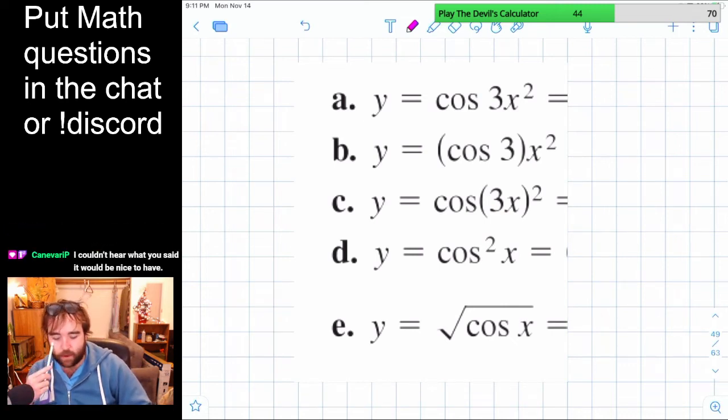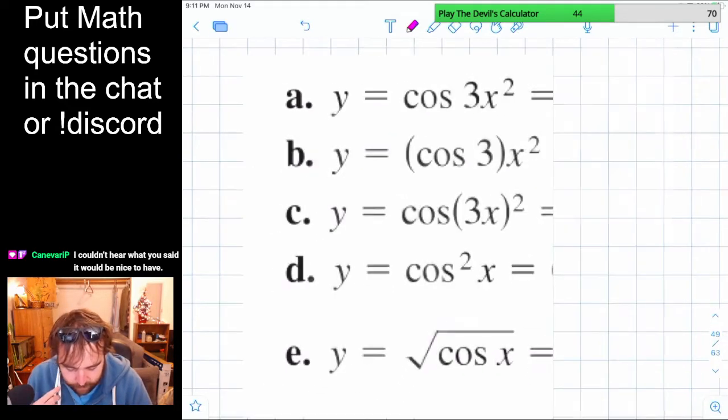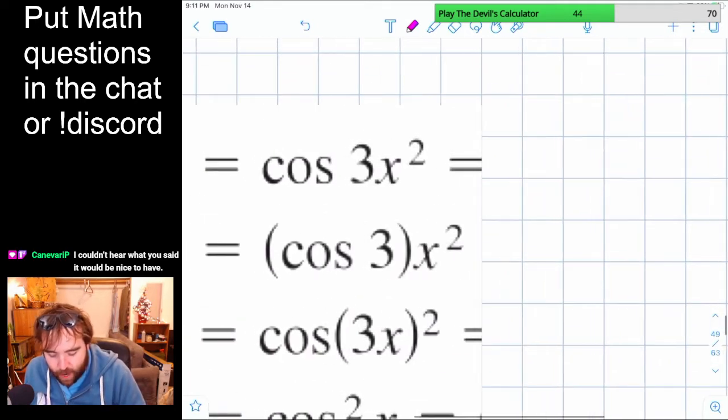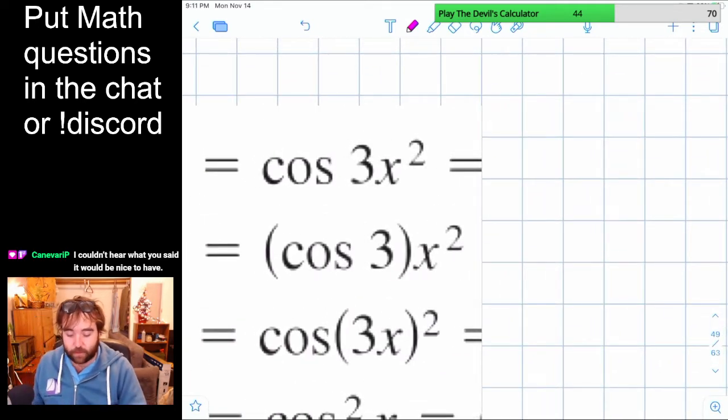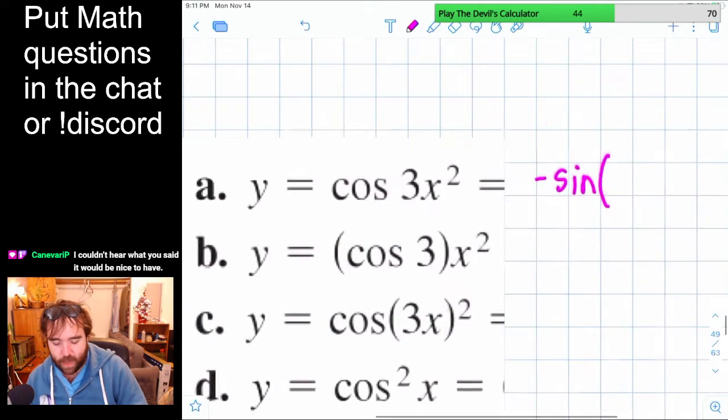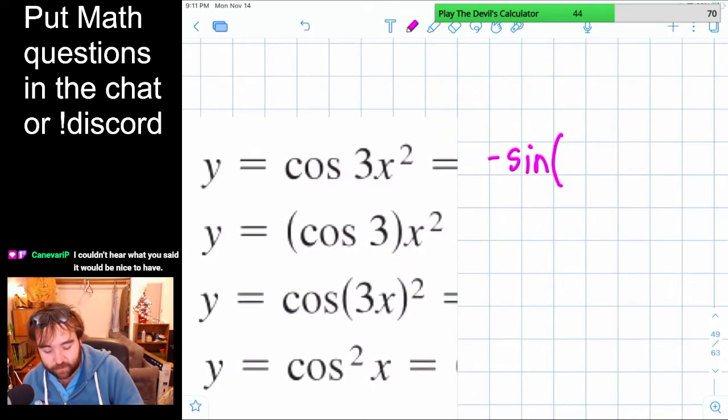So, how do you take these derivatives? Well, they all look similar, but they're all going to be different. That's why they're interesting. So, for A, our outside function is the cosine function. The derivative of cosine is negative sine, and then the inside stays the same. So, negative sine of 3x squared.